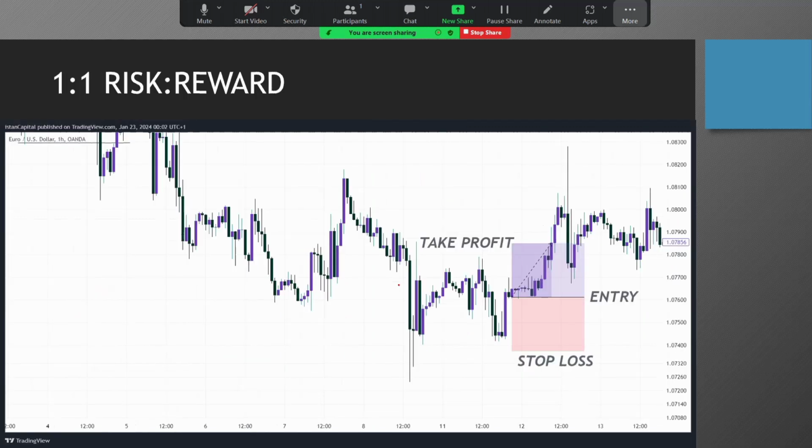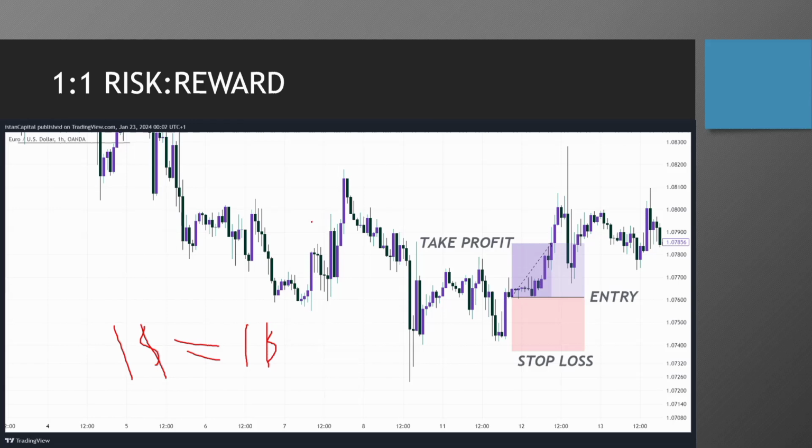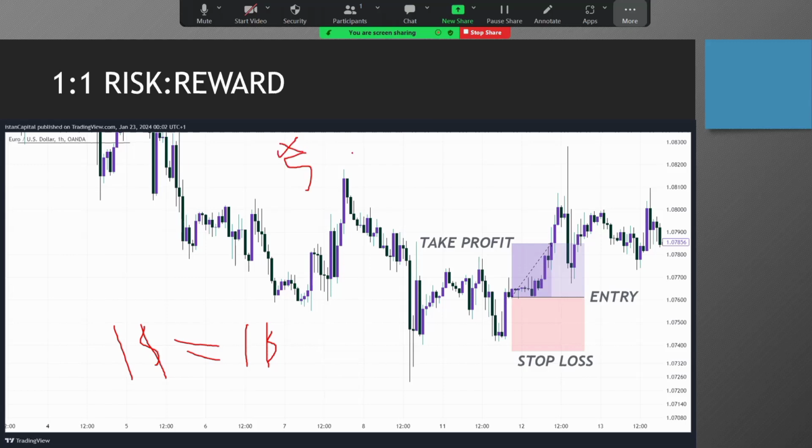Now this is a 1-to-1 risk to reward, meaning if you are risking $1 and this trade goes to profit, you are making only $1. If you are risking $10 and this trade goes to take profit, you are making $10. So 1-to-1 risk to reward. I do not advise this, because you will need to be very, very consistent. Your win rate needs to be very high if you are using 1-to-1 risk to reward to be profitable. Because if you lose 5 trades and you win 5 trades, that means at the end of the day, no profits, no loss.